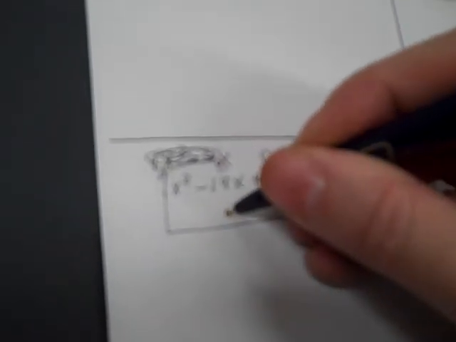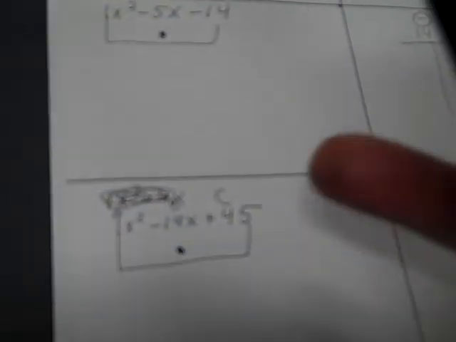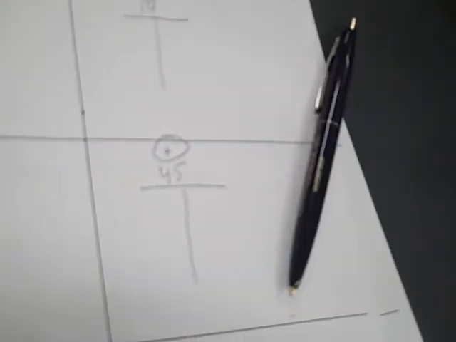A, B, C. Times. Then I take positive 1 times positive 45. It's 45 positive. A, B, C. Positive 1 times positive 42 is positive 42. Okay, that's the end of this vlog. Go to vlog number 2.